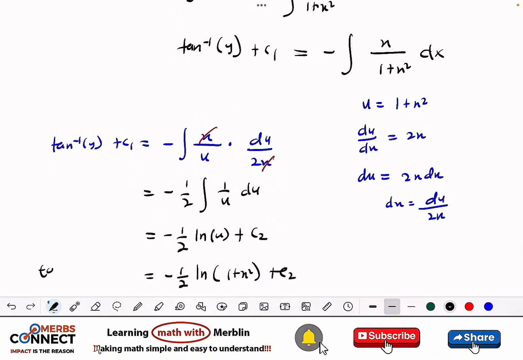And this is going to give us the tan inverse of y plus c1. So this is what we are going to get at the end of the day. So all we just need to do is group the y on one side and the other thing on one side, and we are done.